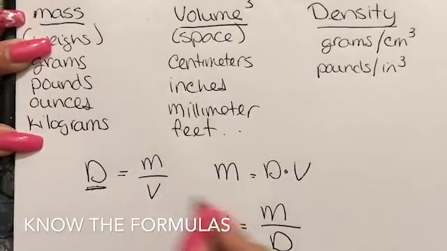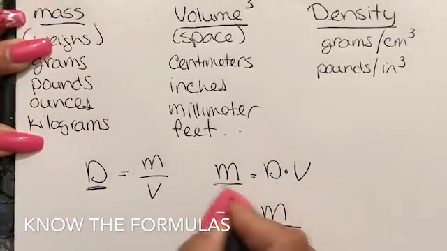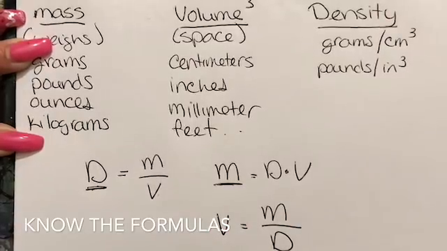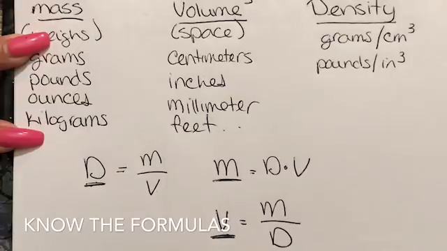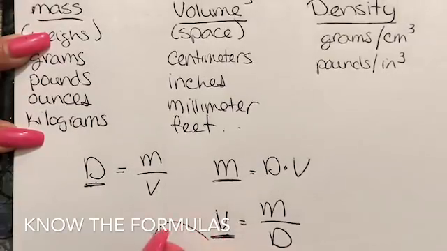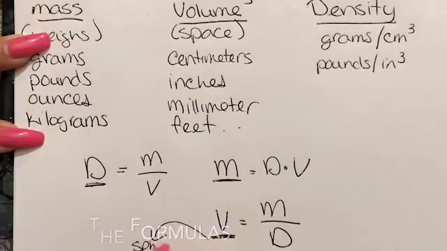So I could be asked to solve for the density, I could be asked to solve for the mass, or I could even be asked to solve for the volume. Now again, keep in mind, once I find the volume, that volume could be associated with a lot of different shapes. So you have to remember that part.